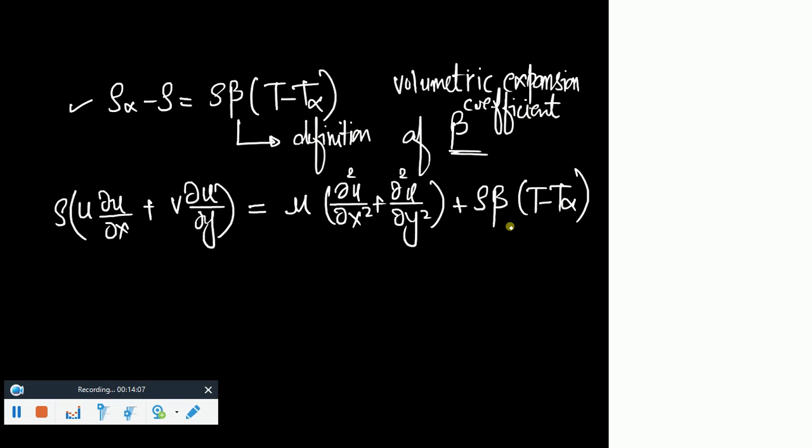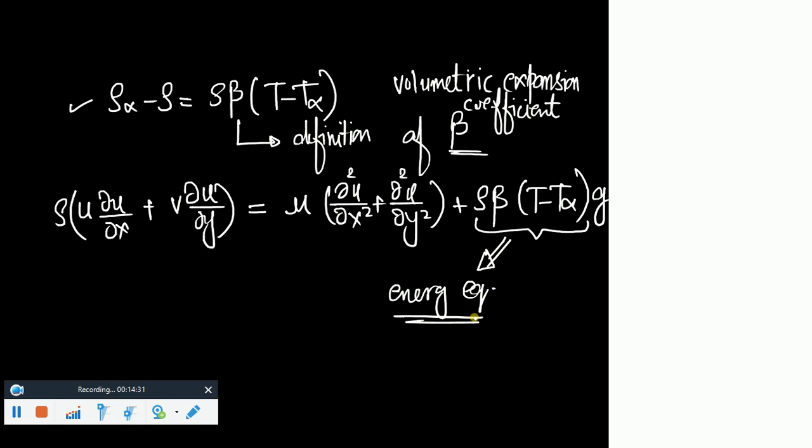Now the question is that there is some term for temperature as well. Yes, it should be g as well. Thank you. So rho beta g (T minus T infinity). So you see that there is a temperature term now. To get this temperature, you have to solve the energy equation as well simultaneously.